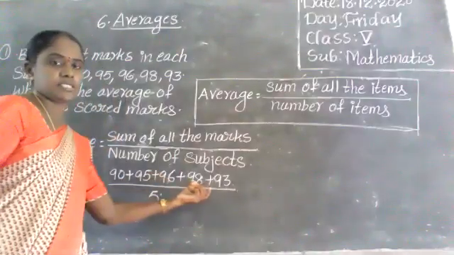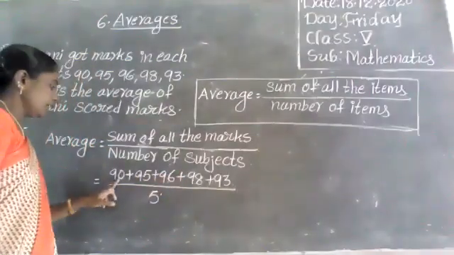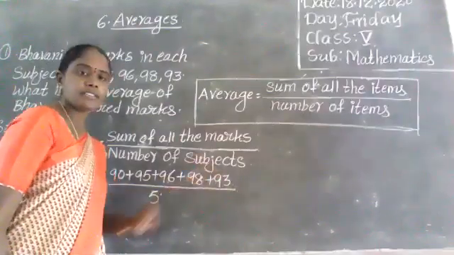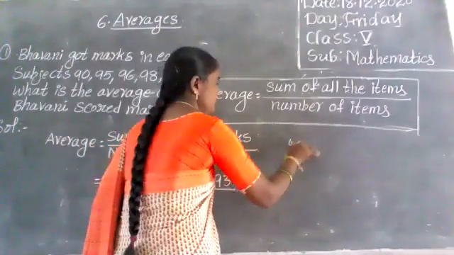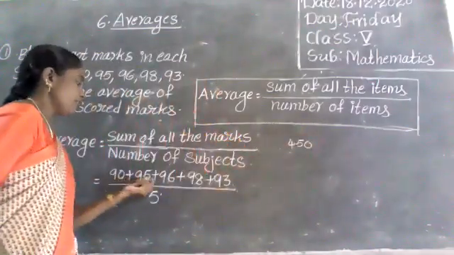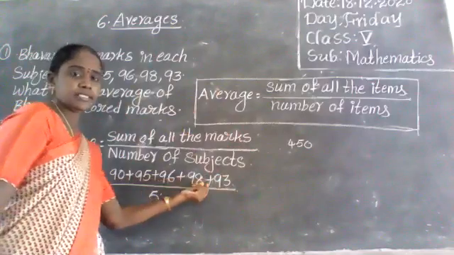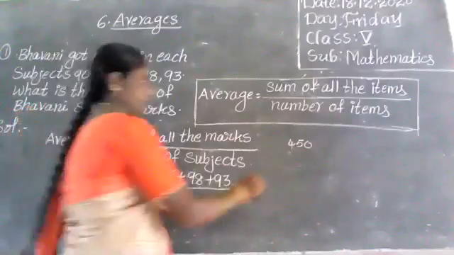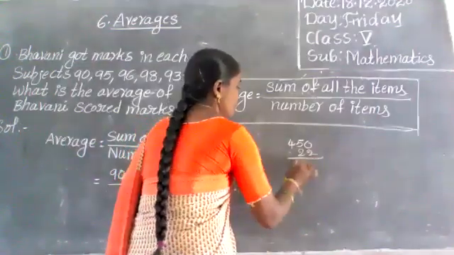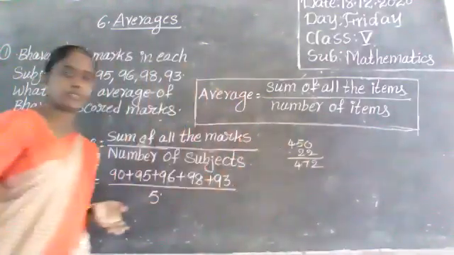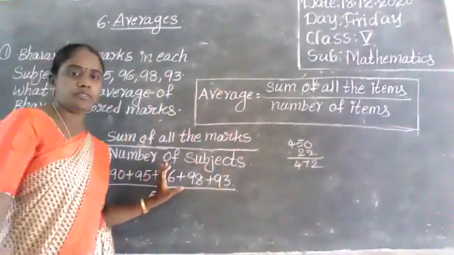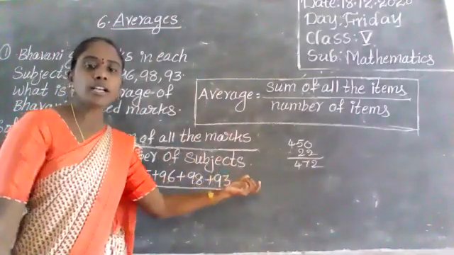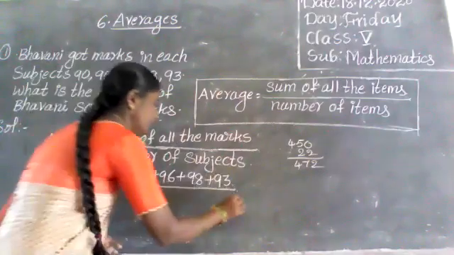Now add these numbers first. 90, 1, 2, 3, 4, 5. 5 nines are 45, means 450. Next, 5 plus 6, 11. Next, 8 plus 3 also 11. 11 plus 11, 22. So 472. What is the sum of all the marks? What is the total of marks? 472.